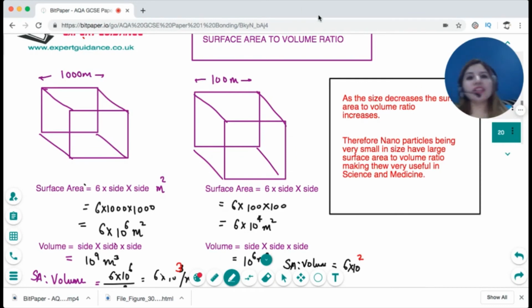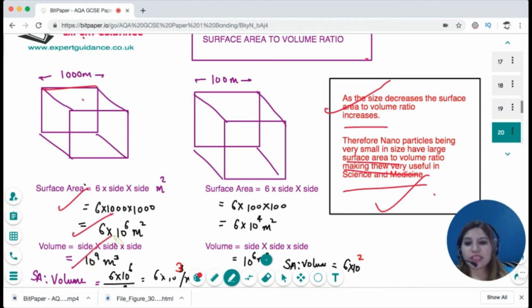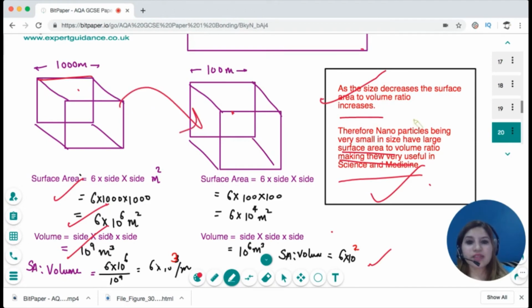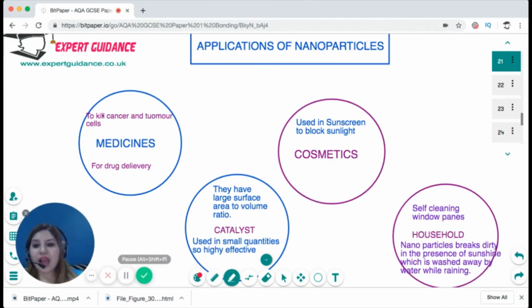Now, why are nanoparticles important? Because as the size decreases, the surface area to volume ratio increases. Therefore, nanoparticles being very small in size have a large surface area to volume ratio, making them very useful in science and medicine. You can see if you have a cube of 1000 meters, its surface area would be 6 times 1000 by 1000, which is 6 times 10 to the power 6, and volume would be 10 to the power 9. So surface area to volume ratio is 6 times 10 to the power minus 3. On the other hand, when you have 100, then the surface area to volume ratio is 6 times 100. So with a decrease in size, the surface area to volume ratio increases. Therefore, nanoparticles are very important, having a high surface area to volume ratio.